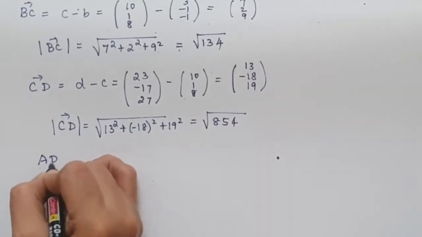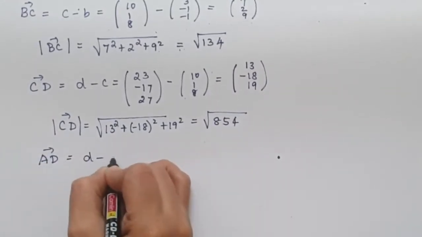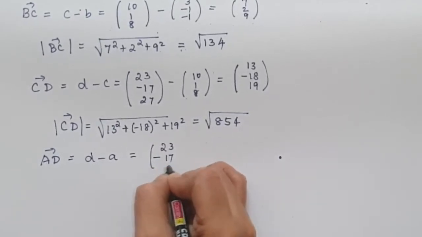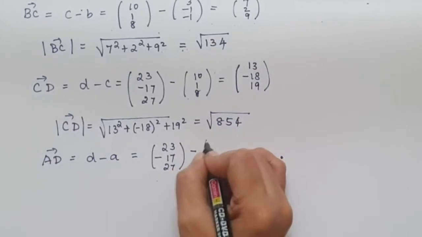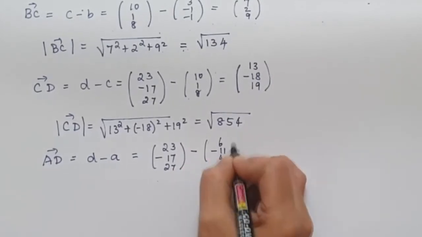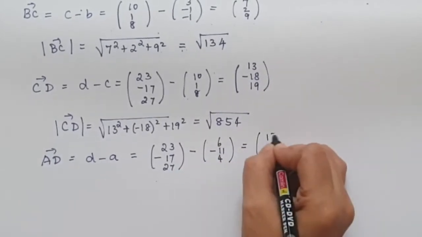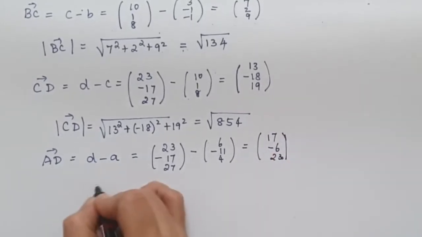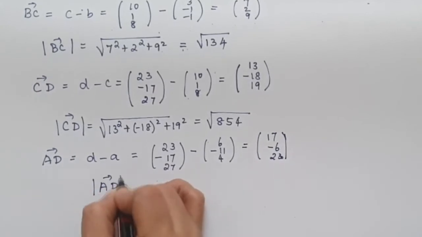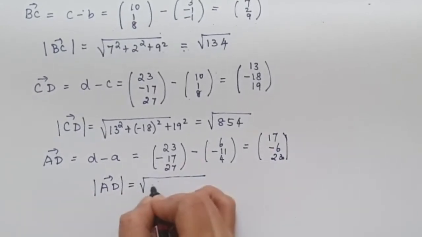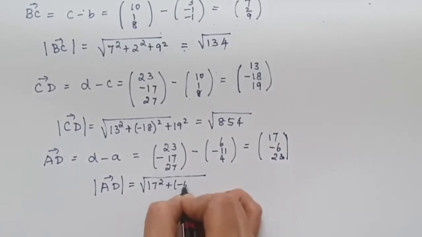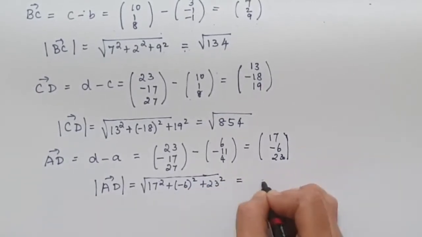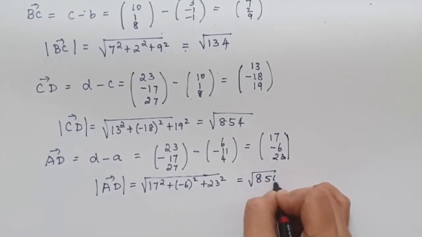Then the last one, AD. AD will be equal to D minus A. So it will be equal to 23 minus 6, minus 17 minus minus 11, 27 minus 4. When we simplify this, we get 17, minus 6 and 23. And the magnitude of AD will be equal to the square root of 17 squared plus minus 6 squared plus 23 squared. This will give us an answer of square root of 854.